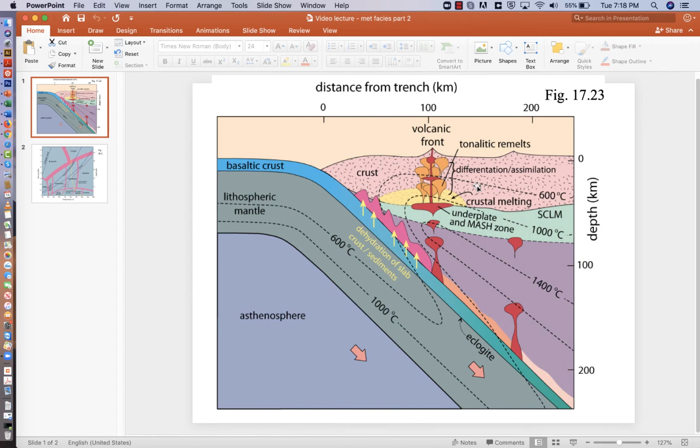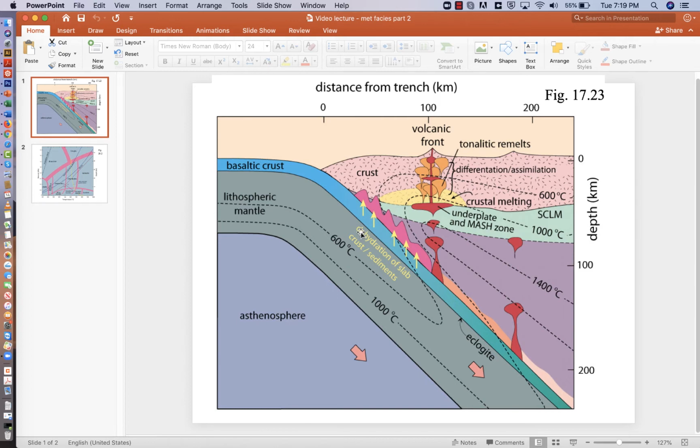Hello again, everybody. So in this second part of visualizing geologic processes, we're going to make use of this diagram again. Now, the last time we saw this, what we did is we replaced the basaltic crust with the individual lithologic units that are being subducted, the sediments, the pillow basalts, etc. We're going to make use of that later.